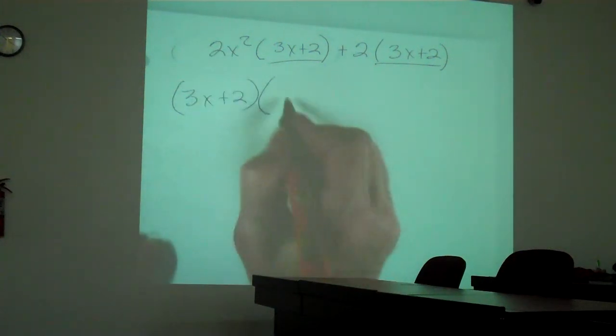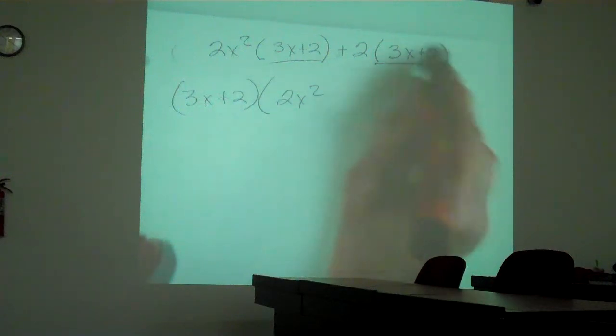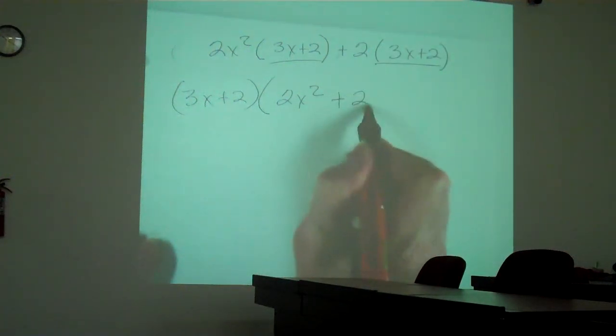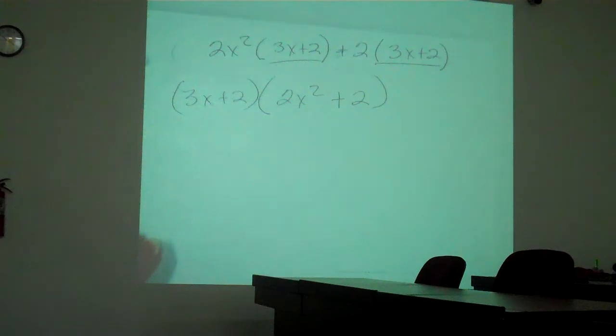Okay, to get this first term, what do we multiply it by? 2x squared. To get the second term, 2. Plus 2. Make sure you put the sign.